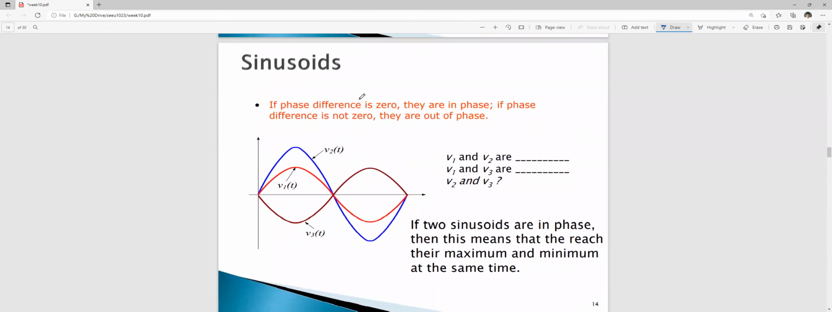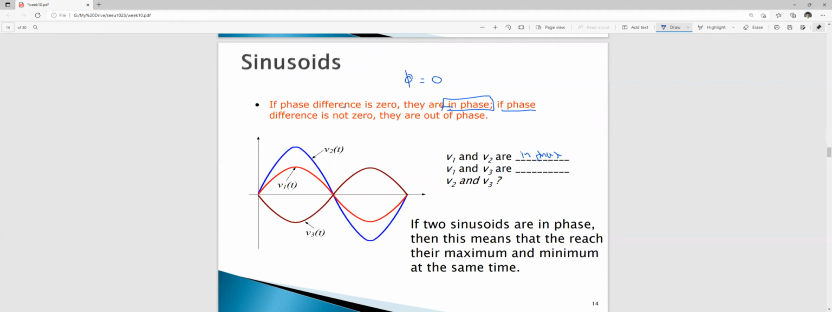So what happens when the phase difference, meaning the angle phi, is equal to 0? When this happens, the waveforms are what we call in phase. This is shown here in this waveform. If the phase difference is not 0, they are out of phase. For a quick example, V1 and V2 are obviously in phase, because there is no phase difference between these two voltage waveforms.